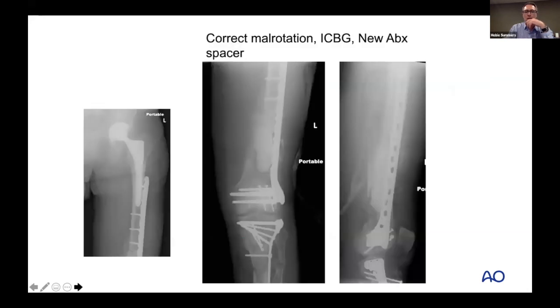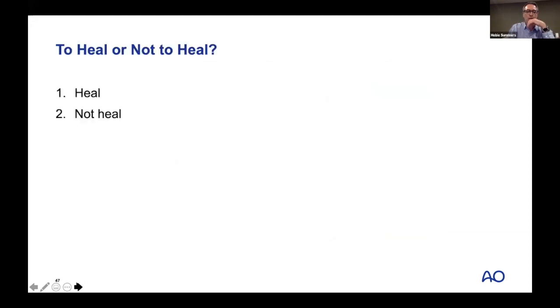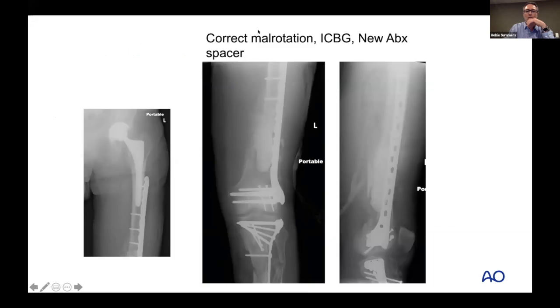So here he is. I corrected his malrotation. I did an iliac crest bone graft, but I put a new antibiotic cement spacer in there to kind of fill up some of this space. He's got such a huge void, and I only took graft from his crest. So is that going to heal or is that not going to heal? And I'll go back so you can see the picture.